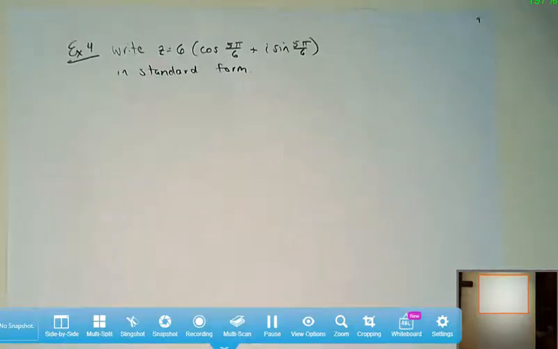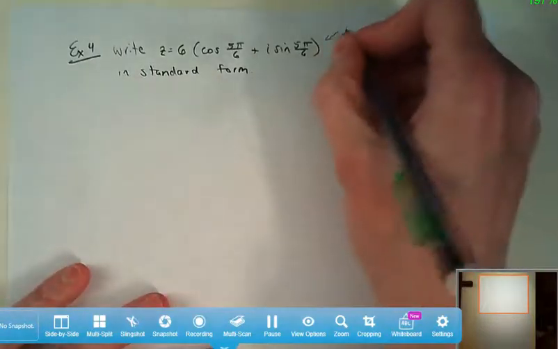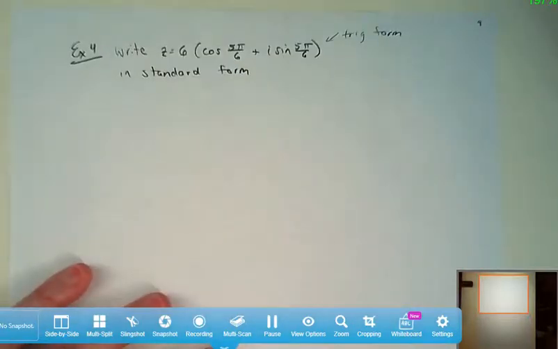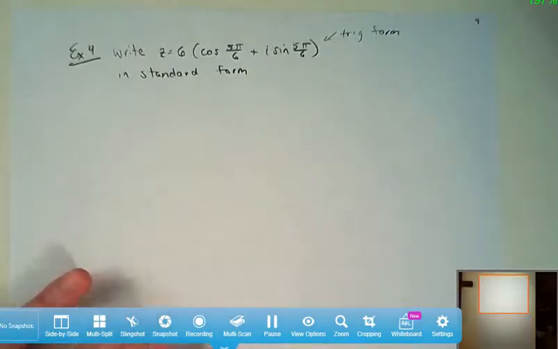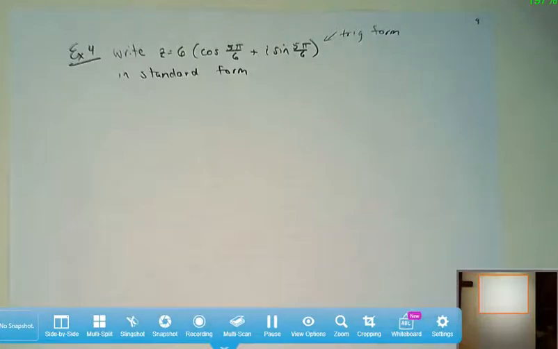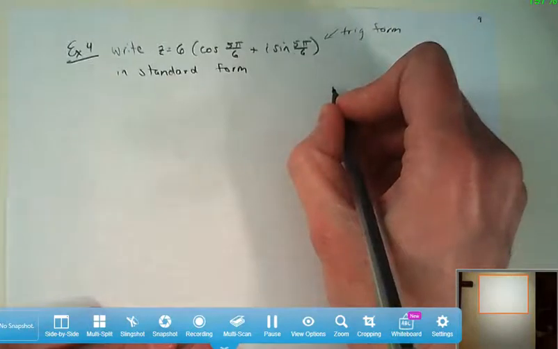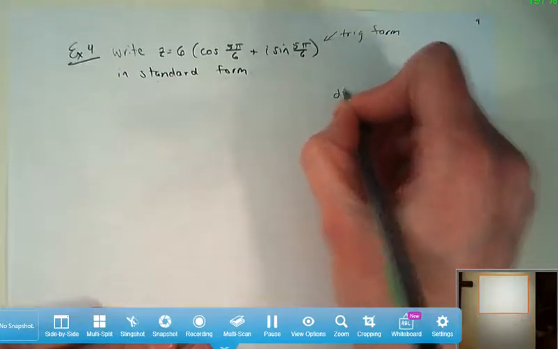And our last example for today. For example 4, this time I'm going to flip things around. I'm giving you trig form, and our job is to write this in standard form. I think you'll find this is a much more straightforward process than going from standard to trig, because all you need to do is distribute the 6 and simplify.